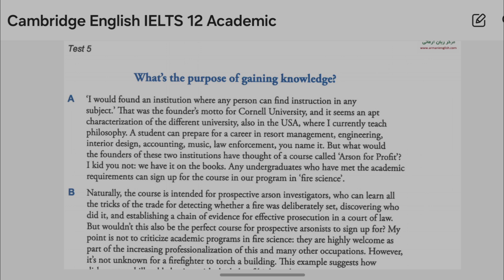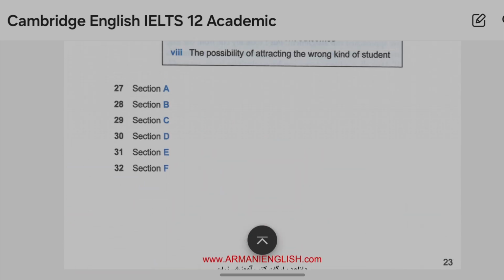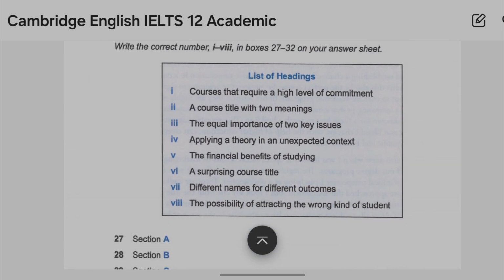So now we are going to read the headings one by one in order to understand which heading appropriately fits this section. So let's see all the headings one by one. The first heading is courses that require a high level of commitment. Well, the writer talked about the number of courses, but it doesn't mention if these courses require a high level of commitment or low level of commitment. So this is not the answer.